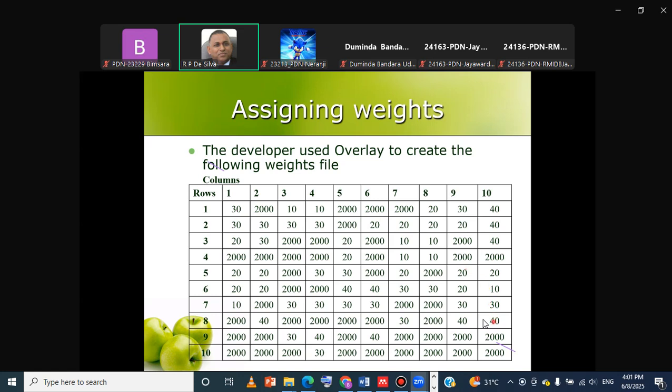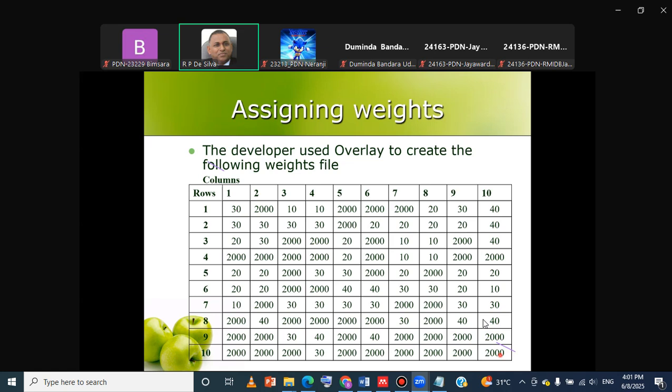There's no way I can avoid any of the 2000 cells here because the 1010 cell is also 2000 and all the surrounding cells are 2000. So I had to cross it directly from here to here. That's one way of looking at it. But I may be wrong. There may be cheaper paths than what I found.